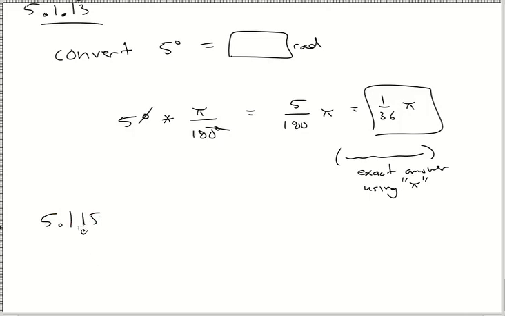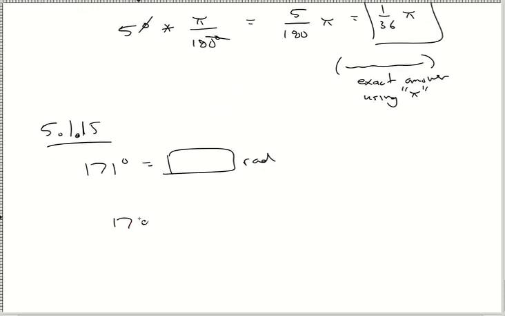5, 1, 15. So I got 171 degrees is equal to blank radians. So of course I need to multiply. 171 degrees times, what do? I'm going to do a pi over 180 because again my degree symbols cancel. So I do not know what 171 over 180 yields. I'm going to use a calculator for that. 171 divided by 180, and I got 19 over 20 pi.